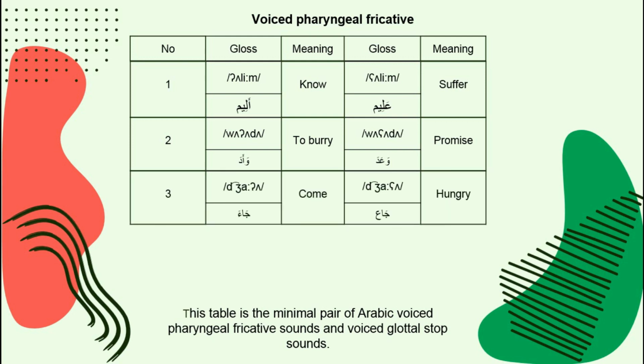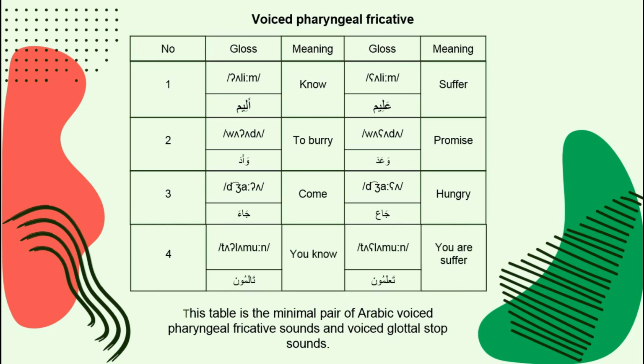Number 3 is the word sound of ja'a that is pronounced with the voiced glottal stop, which means come. If the sound is changed to the voiced pharyngeal fricative ja'a, the meaning will change to hungry. Number 4 is different. It is the voiced glottal stop and the voiced pharyngeal fricative in the position of sukun. As discussed previously, the Arabic voiced pharyngeal fricative is changed to the voiced glottal stop by Sundanese people. This is one of the sensitive sounds that can change the meaning. The word sound ta'lamun, when changed to ta'lamun, also changes the meaning from you know to you are suffering.